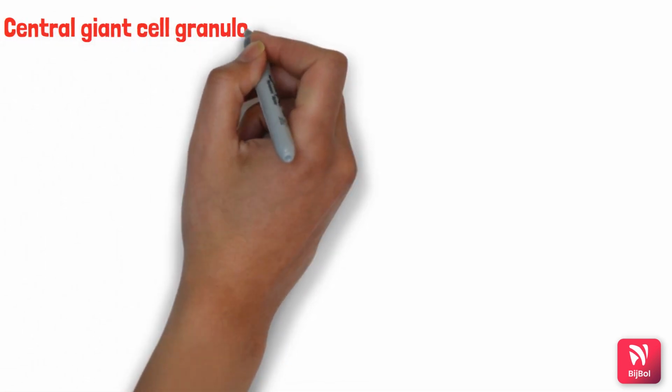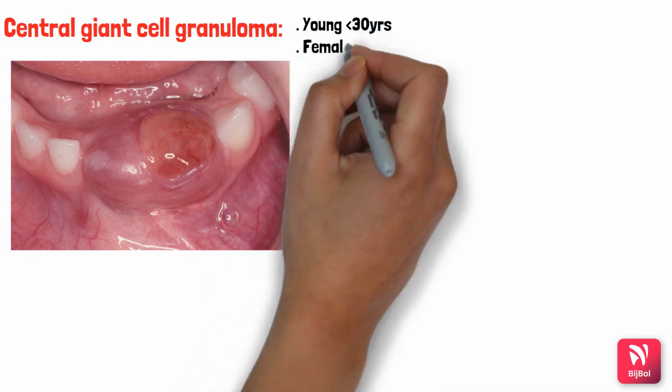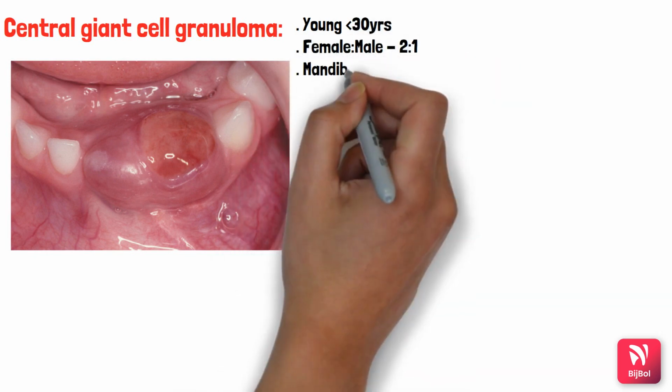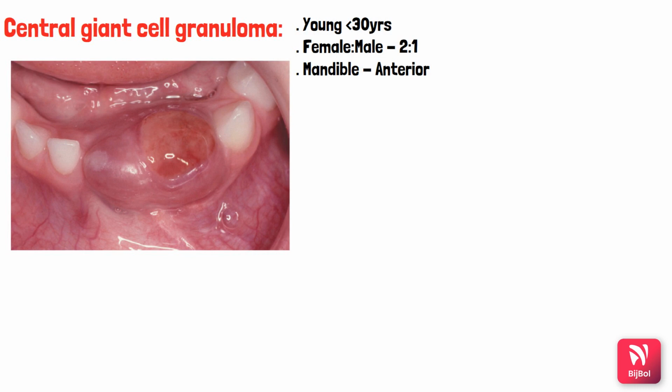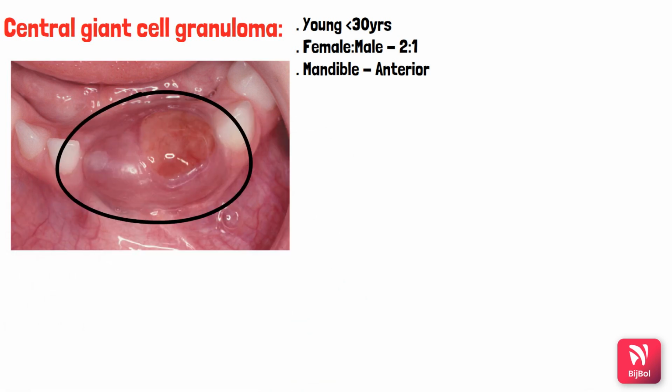Next is central giant cell granuloma. It is a pretty aggressive tumor compared to the other two. It is a benign proliferative lesion where we don't know the etiology, and the most common site is the anterior mandible. It mostly occurs in younger people, that is, less than 30 years. Female predilection is more, and as I told you, it occurs in the anterior mandible, and it can even cross the midline. Crossing the midline is a rare feature seen in only a few tumors. So this is a lesion which is seen in the anterior mandible.